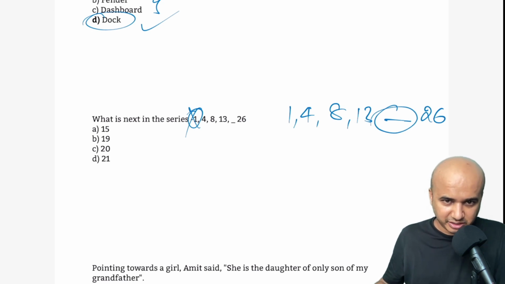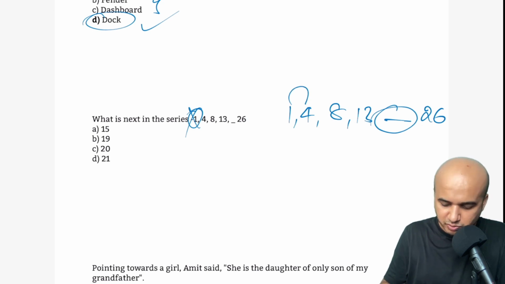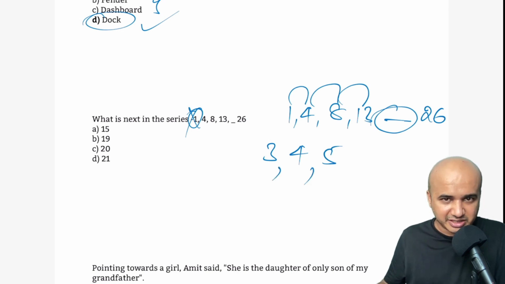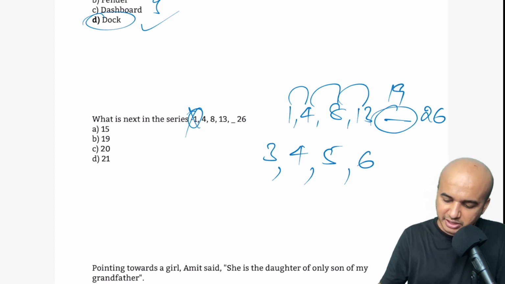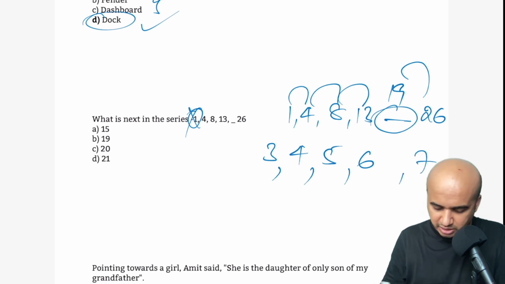So if you look at the series, it is in increasing order. So obviously there is some gap between the numbers. So if you look at this, 4 minus 1 would be 3, 8 minus 4 would be 4, 13 minus 8 would be 5. Obviously the gap between the numbers is increasing by one. So the next gap would be 6, that is 13 plus 6, that would be 19, and the gap between 19 and 26 should be 7, which is in fact the right answer. So therefore in this case 19, option B, is in fact the right answer.